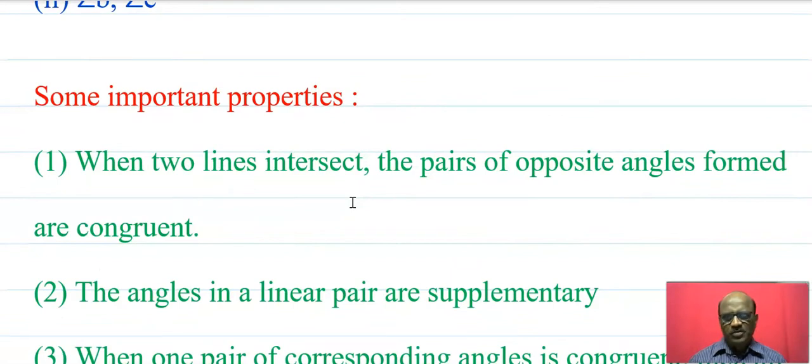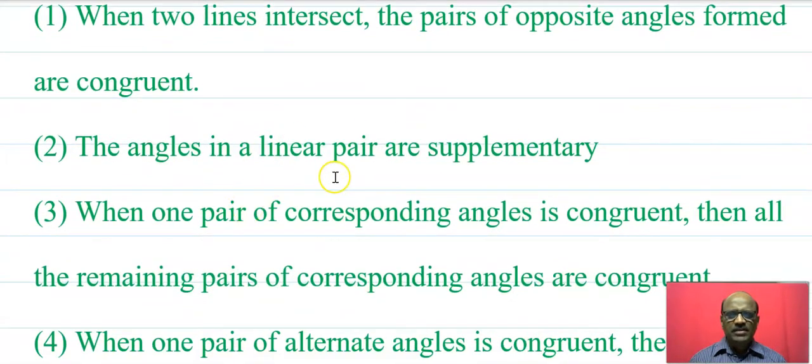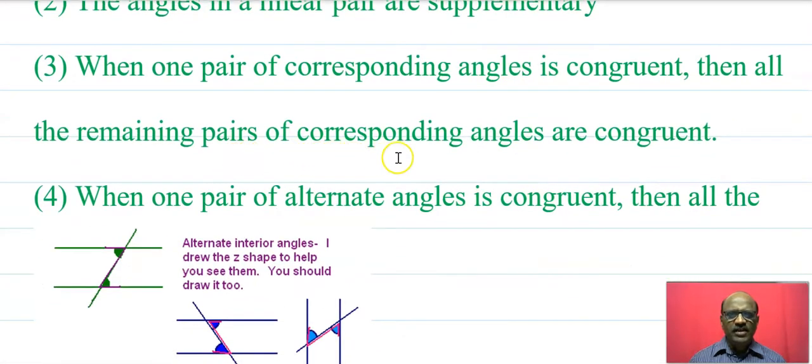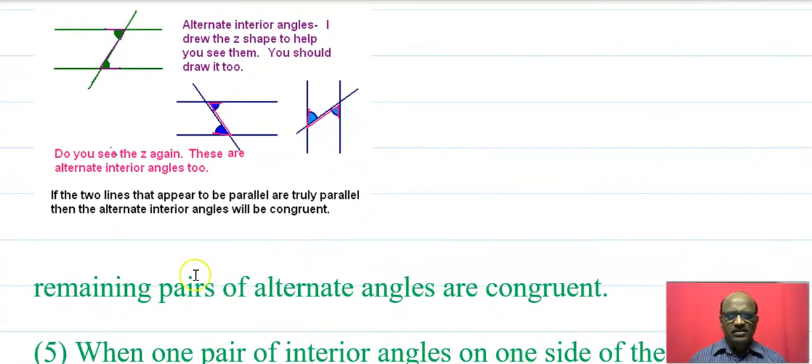Some important properties. These properties you have learned in the previous standards also. When two lines intersect, the pairs of opposite angles formed are congruent. The angles in a linear pair are supplementary, means the sum of the angles is equal to 180. When one pair of corresponding angles is congruent, then all remaining pairs of corresponding angles are congruent. When one pair of alternate angles is congruent, then all the remaining pairs of alternate angles are congruent.